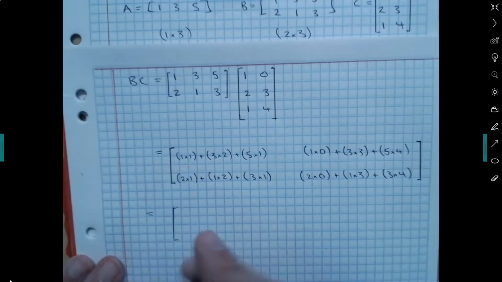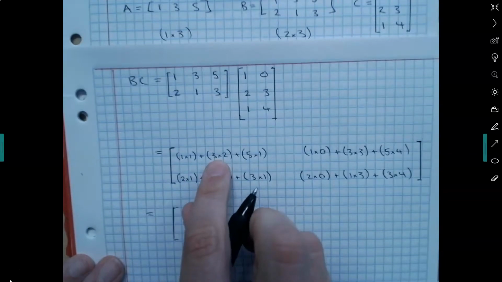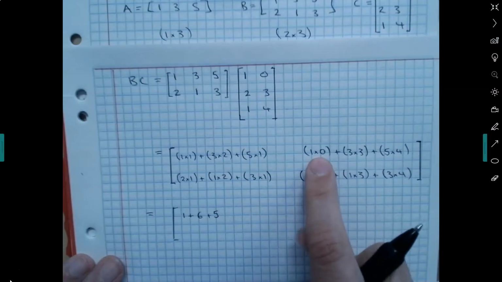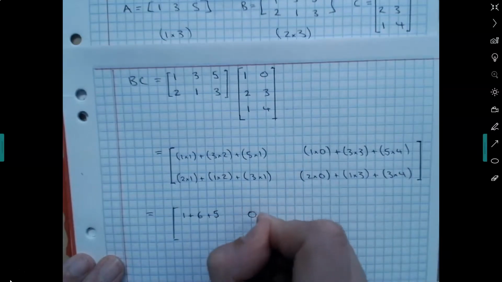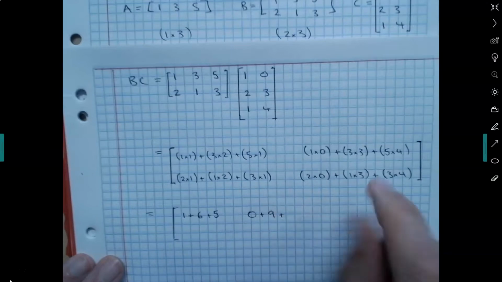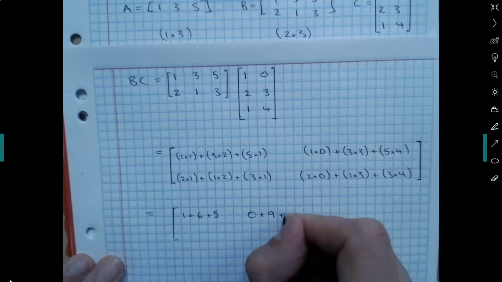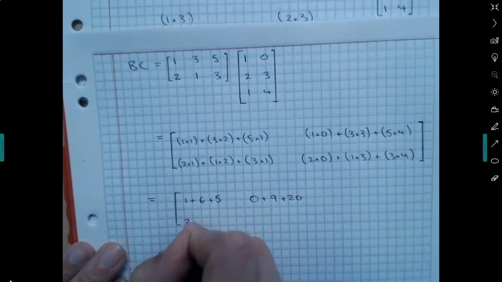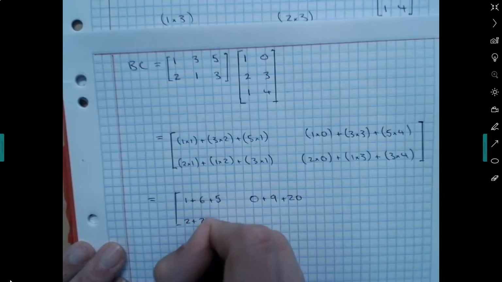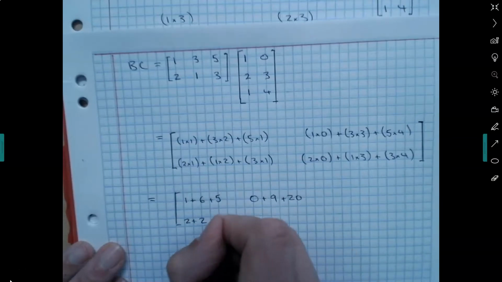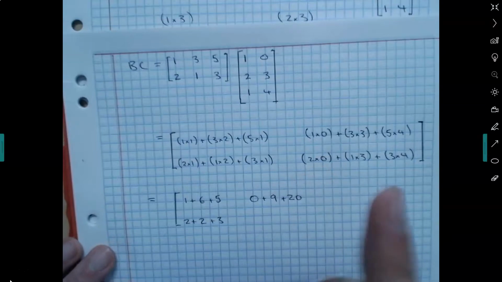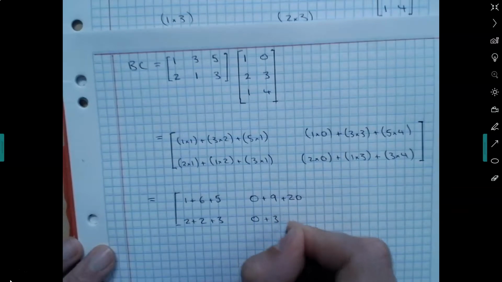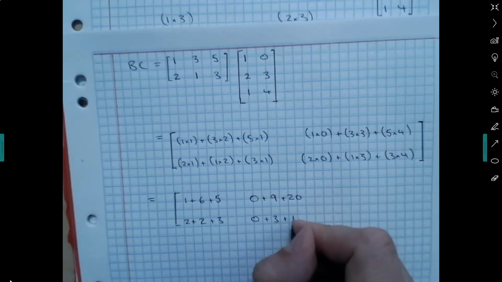So 1 times 1 is 1, plus 3 times 2 is 6, plus 5 times 1 is 5. 1 times 0 is 0, plus 3 times 3 is 9, plus 5 times 4 is 20. And then 2 times 1 is 2, plus 1 times 2 is 2, plus 3 times 1 is 3. And final one, 2 times 0 is 0, plus 1 times 3 is 3, plus 3 times 4 is 12.